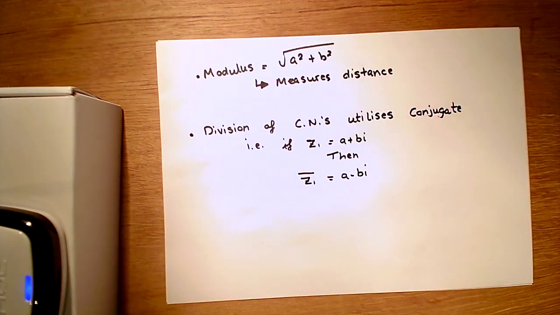Our takeaways from this video ideally would be our modulus. Here's our formula for it. It's the square root of a squared plus b squared. We did discuss where it comes from. It is a measure of distance, or a measure of length, basically of the line segment from the origin to wherever this complex number is placed on our Argand diagram. Should always be positive. The second takeaway we should have is division of complex numbers utilizes the conjugate. And an example here, if we have z1 is equal to a plus bi, then its conjugate is a minus bi. So there are two main takeaways hopefully from this video.